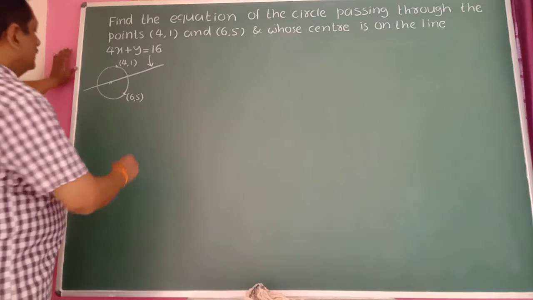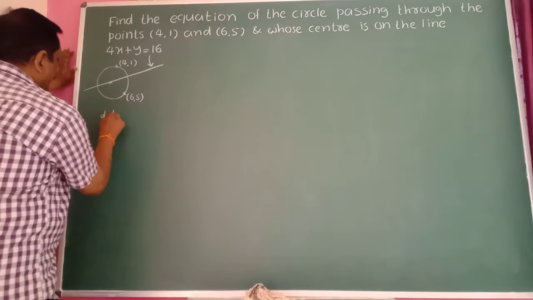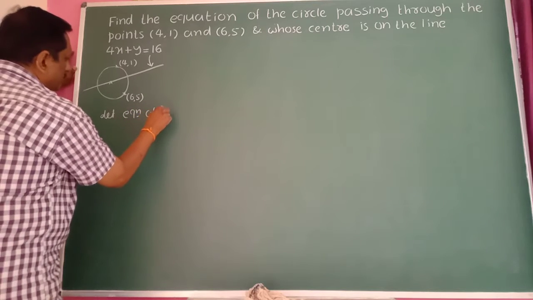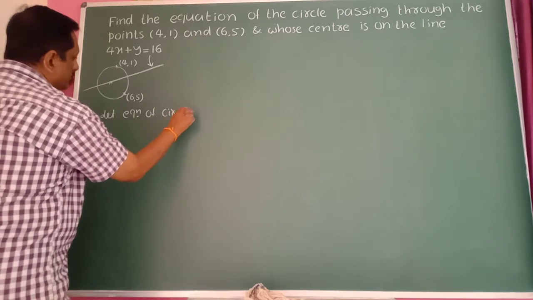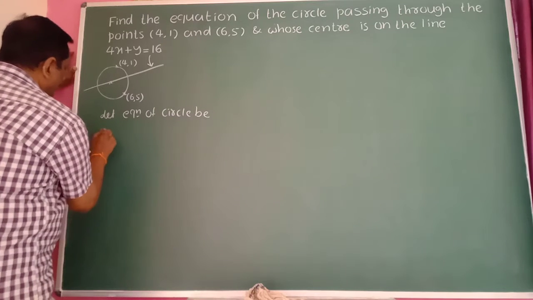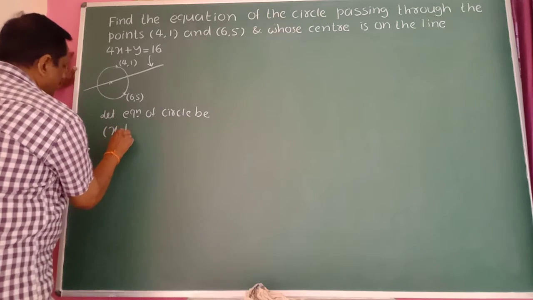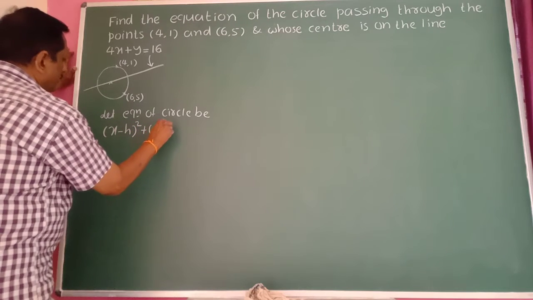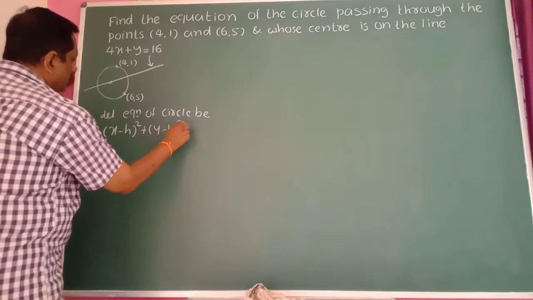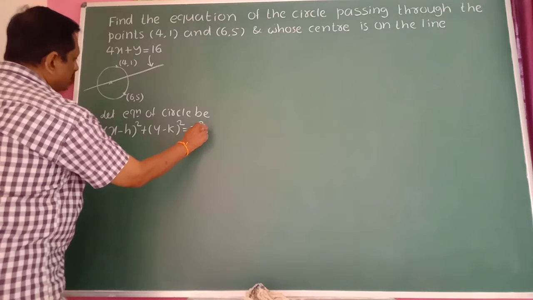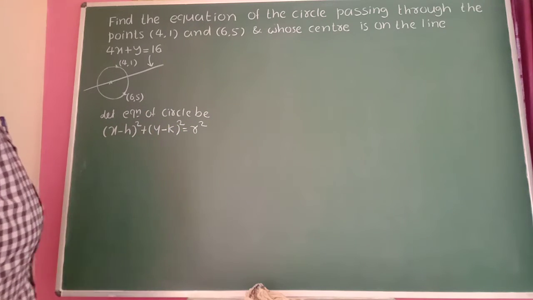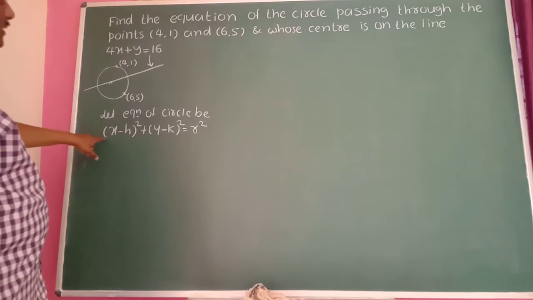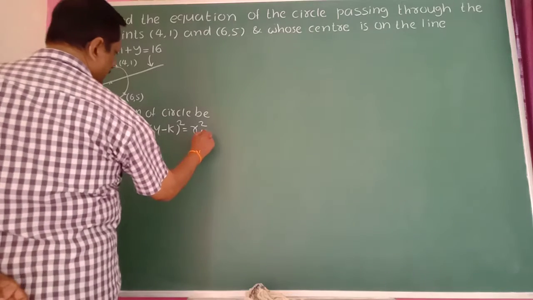Therefore, let us consider the equation of a circle: (x - h)² + (y - k)² = r². Take this one as equation number 1.